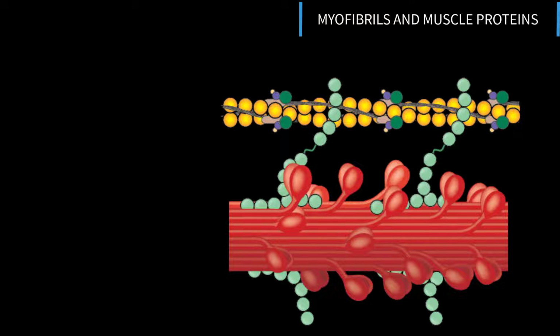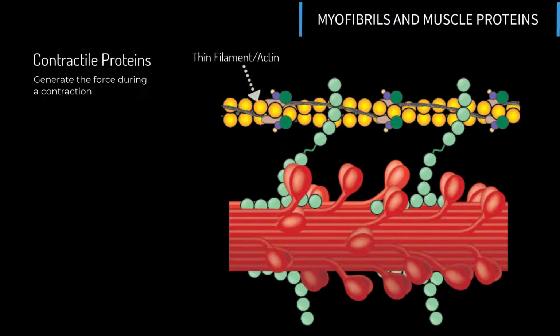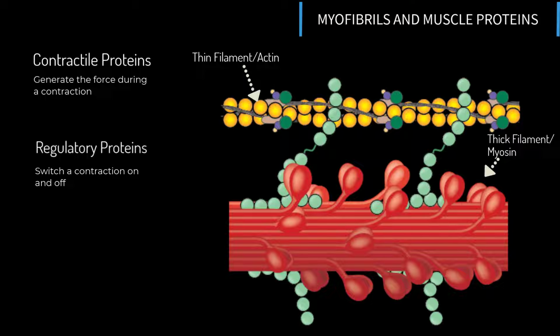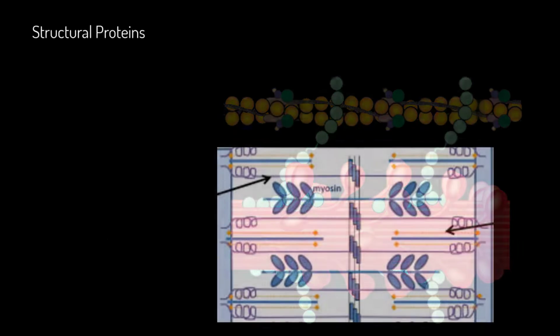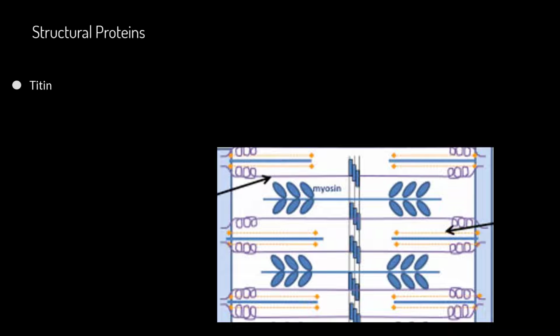Myofibrils are comprised of three types of proteins: contractile proteins. These generate the force during a contraction and consist of actin filaments and myosin filaments. Regulatory proteins, which function to switch a contraction on or off and consist of troponin and tropomyosin. And structural proteins. Their job is to contribute to the alignment, stability, elasticity, and extensibility of myofibrils. These include titin, alpha-actinin, myomesin, nebulin, and dystrophin.